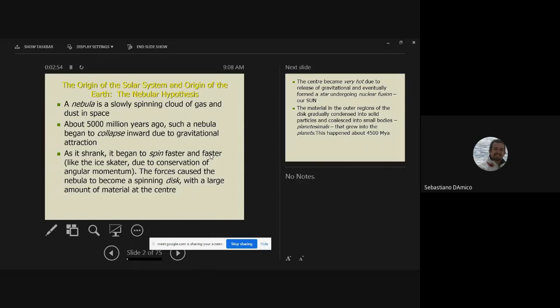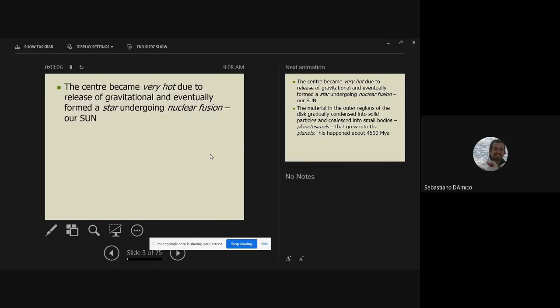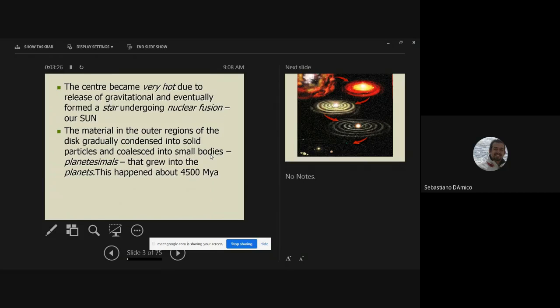Okay, what does it do, and what is the effect of this phenomenon? As a consequence, the center becomes very hot. And therefore nuclear fusion started to begin. Out in the outer region, the disk gradually condensed. So we start having solid particles that actually get together forming small bodies. Okay, that's the initial stage of our planet, right?